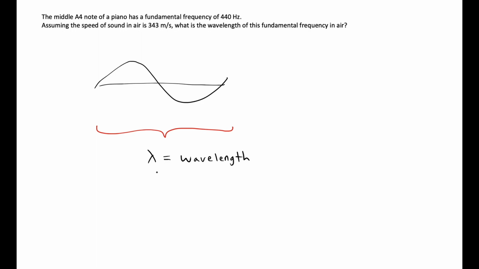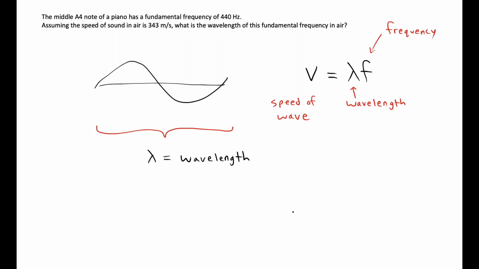Wavelength is given the letter lambda, and the wave formula that we want to use here is v equals lambda times f, where v stands for the speed of the wave, lambda stands for the wavelength, and f stands for the frequency.